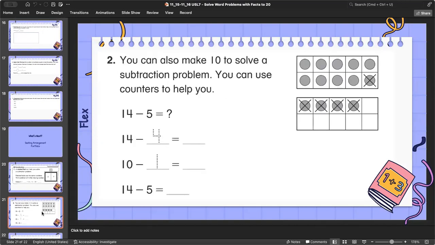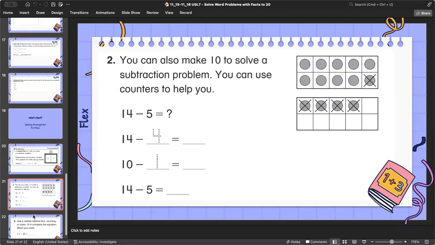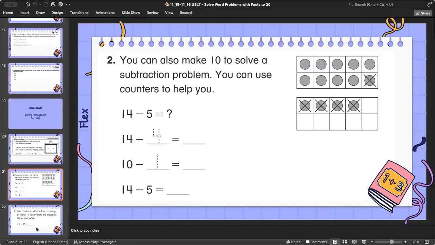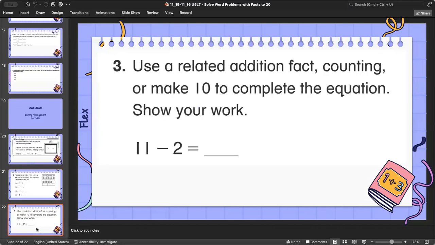Here we go. Counters, we are using counters in this instance. Pause, work with your learning coach. Last but not least, pause, work with your learning coach.